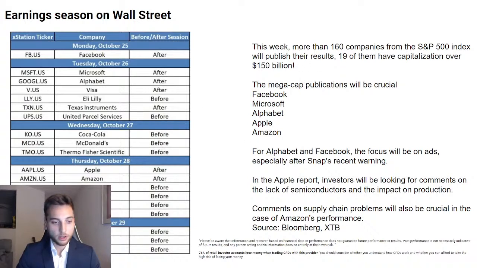A reminder that today Apple and Amazon are releasing their earnings after the market close, so keep an eye out for that. That's going to be something worth keeping an eye on. And as I said, the focus for Apple will be comments on semiconductors because that has been the headline, while for Amazon, it'll be supply chain problems.